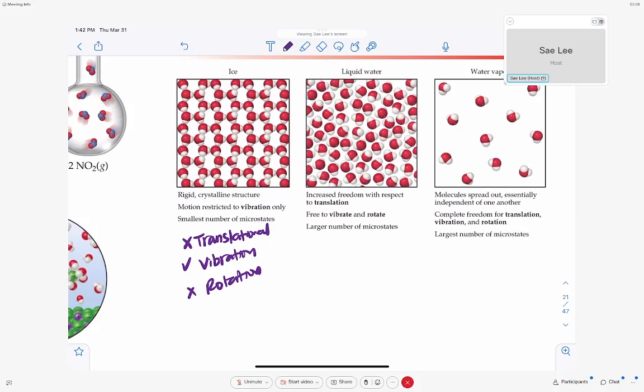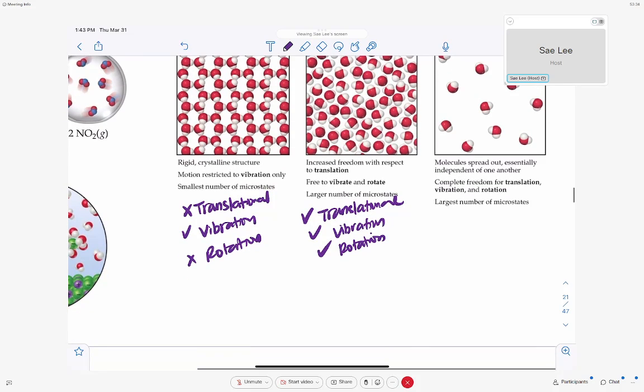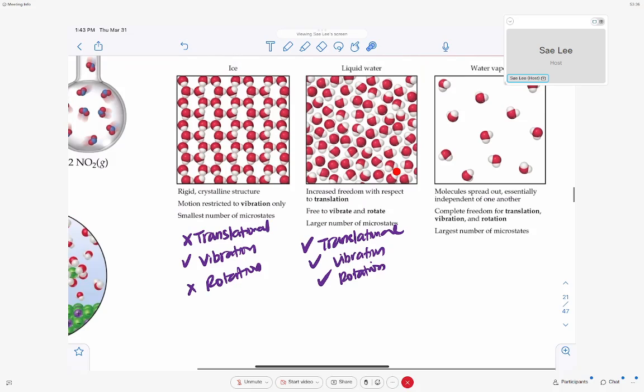Now, translational motion is probably available for liquid. Because they have more room, they have more room to vibrate and rotate. So both vibration and rotational motion are available. Therefore, the number of microstates in liquid is higher than the solid state. The liquid state has higher entropy than the solid state.